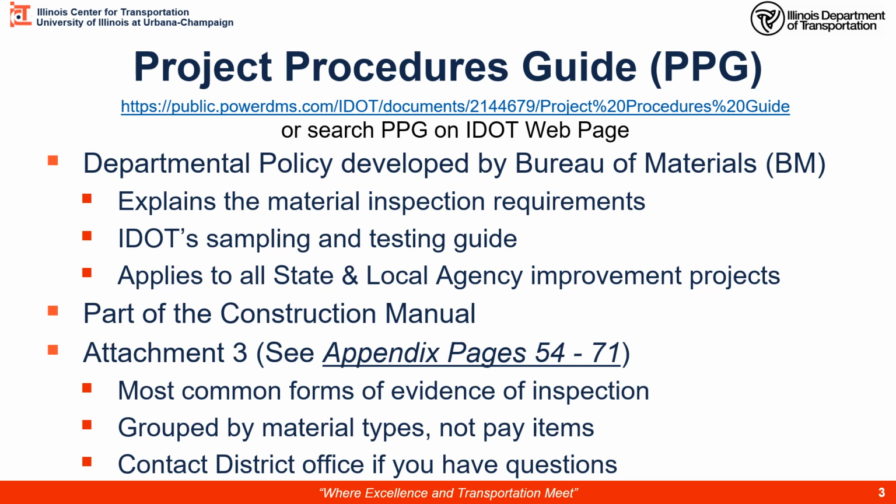The Project Procedures Guide is departmental policy developed by the Bureau of Materials and explains the material inspection requirements. It is IDOT's sampling and testing guide, and it applies to all state and local agency improvement projects. It is part of our construction manual. You have Attachment 3 in Appendix pages 53 through 69 in the Doc Guide. It provides the most common forms of evidence of inspection. They are grouped by material types, not pay items. Contact your district office if you have questions beyond what's in Attachment 3.